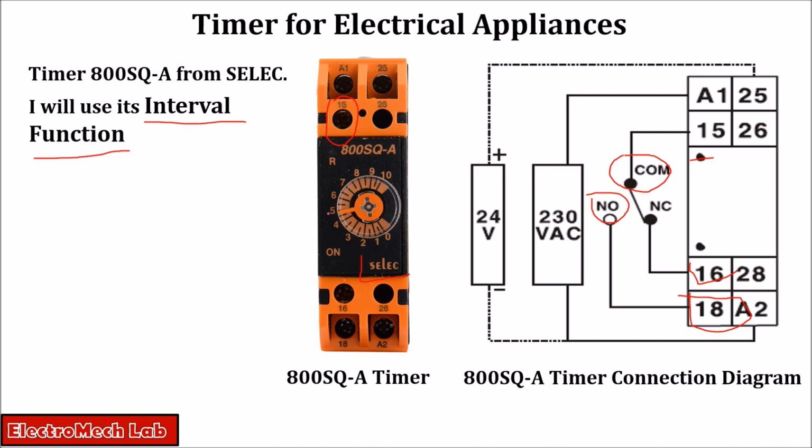You see right now its timer setting knob is on 5. So what is the value of 5? It depends on the setting, which setting you select on the dip switches.